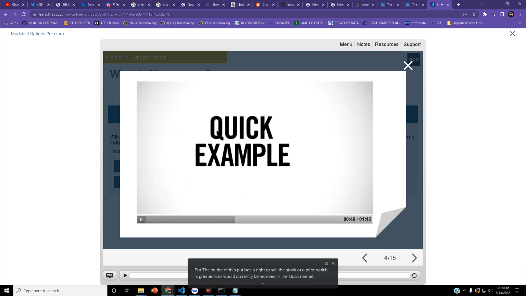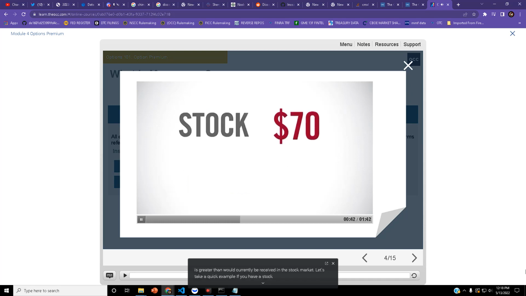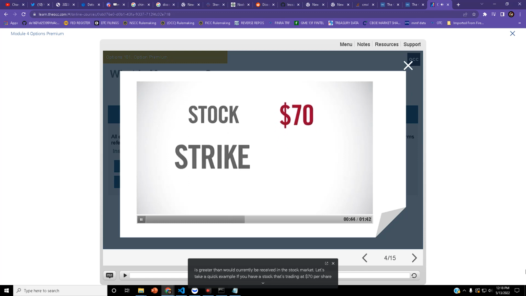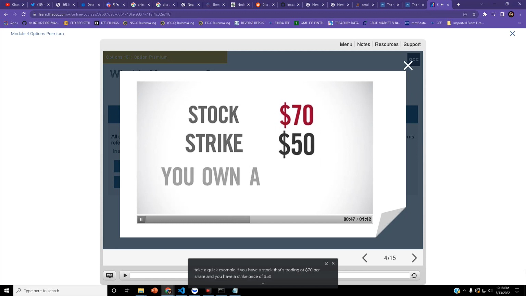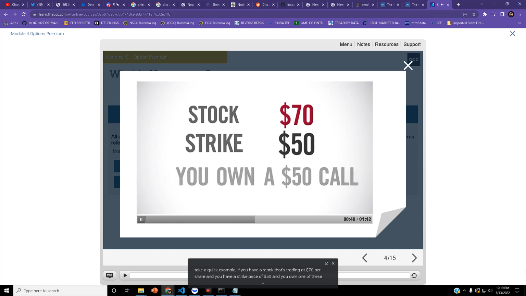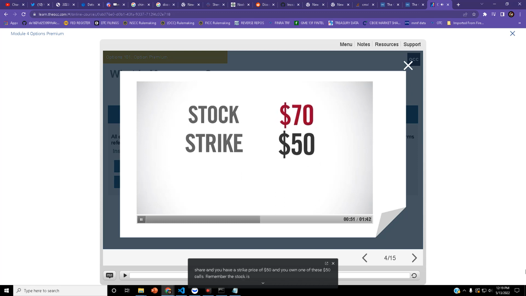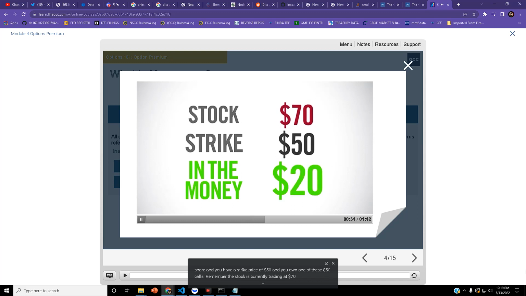Let's take a quick example. If you have a stock that's trading at $70 per share and you have a strike price of $50 and you own one of these $50 calls, remember, the stock is currently trading at $70. That's in the money by $20.